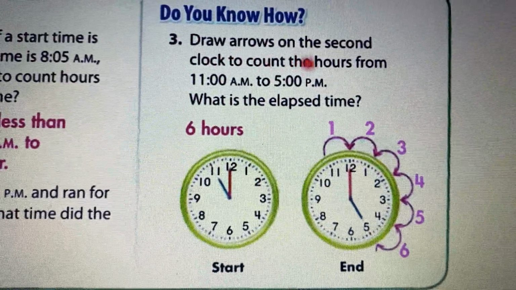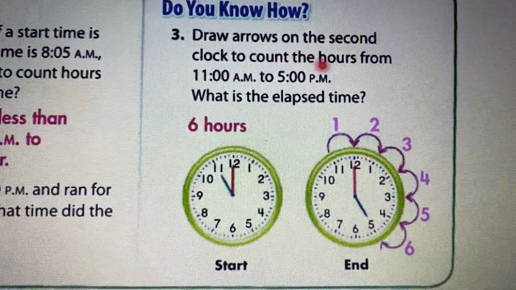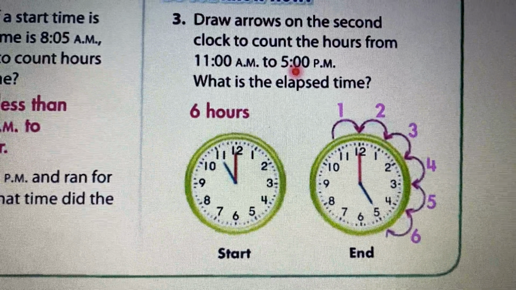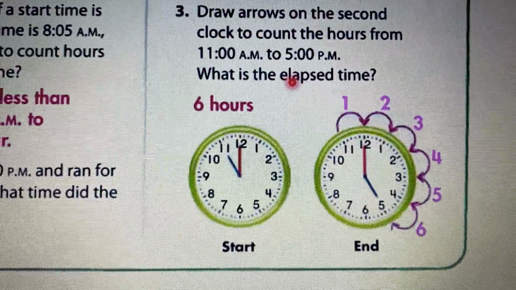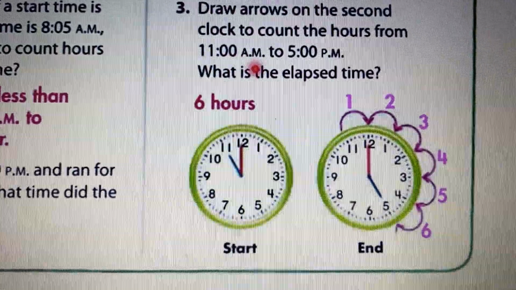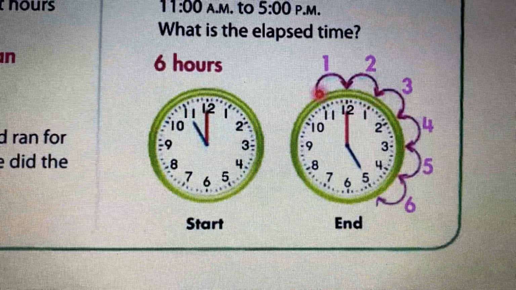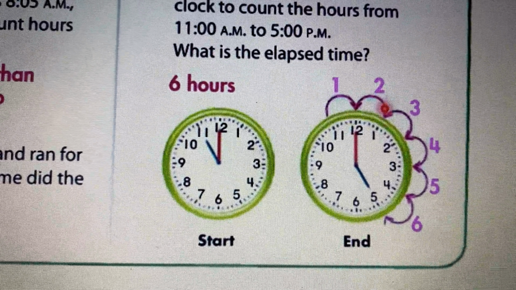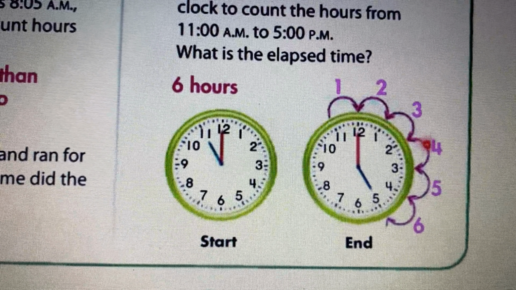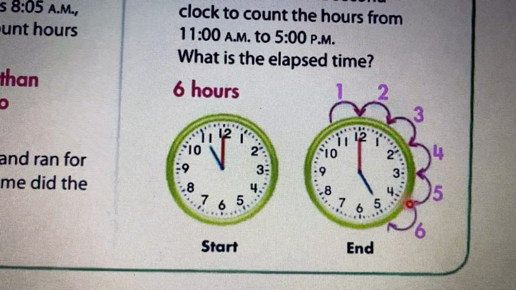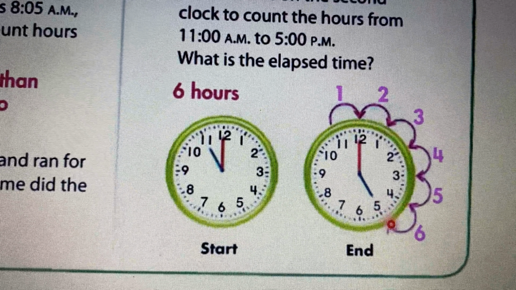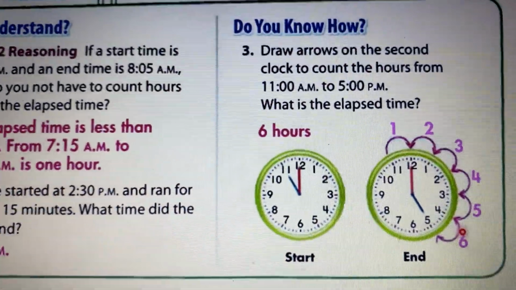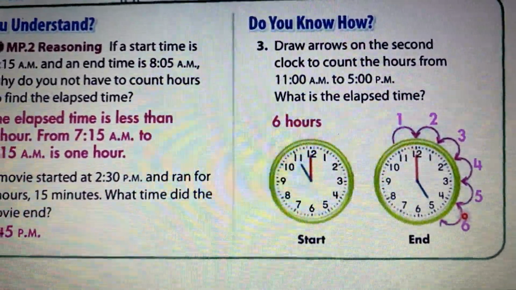Question number 3. Draw arrows on the second clock to count the hours from 11 a.m. to 5 p.m. What is the elapsed time? This one is very easy. We started at 11. Okay, so point on 11. Let's keep counting till 5. 1, 2, count with me. 3, 4, 5, 6. Let's stop at 5. So how many hours I have? 6 hours. So the elapsed time is 6.